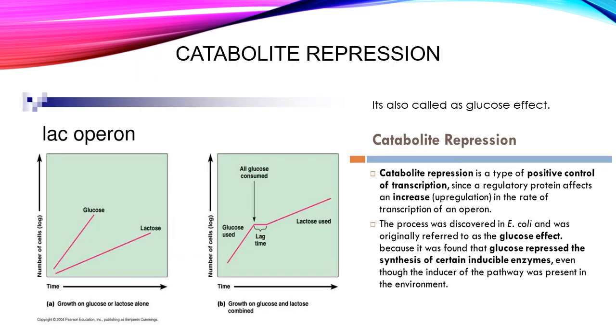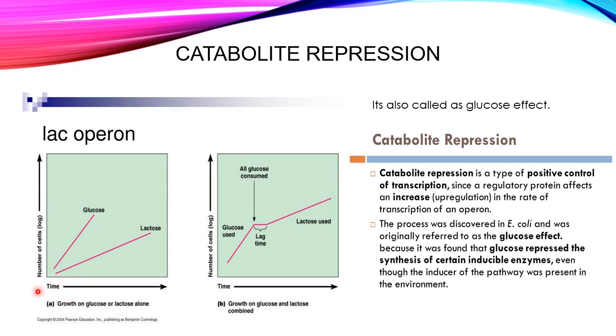So students, now let us deal with the last topic in the mechanism of enzyme regulation. This is called catabolic repression. It is also called glucose effect because it was first discovered during the study of regulation of OPERON model. Now let us consider the first graph. Here, the E. coli is grown in two separate mediums. One medium is containing the glucose, the other medium is containing the lactose.